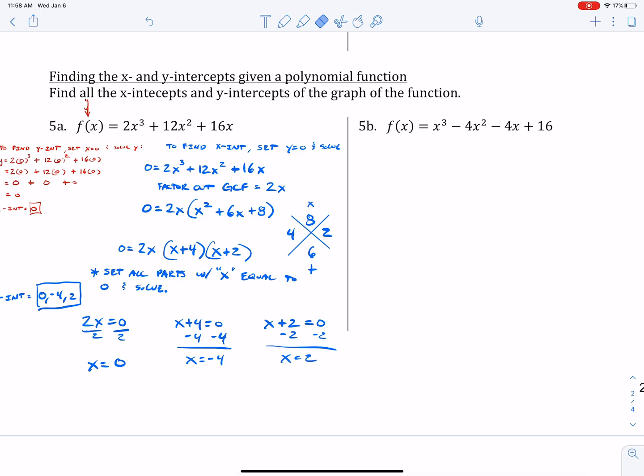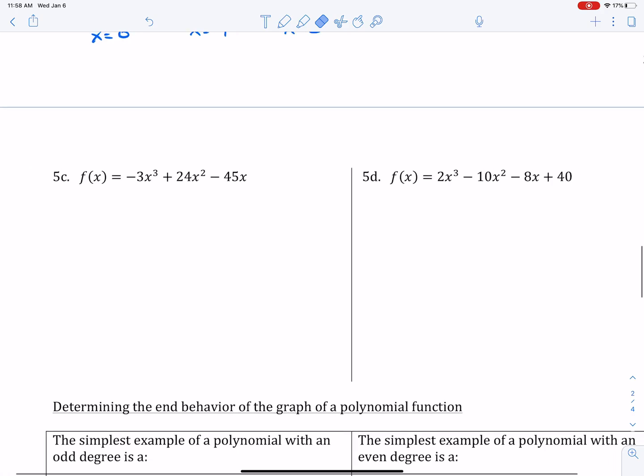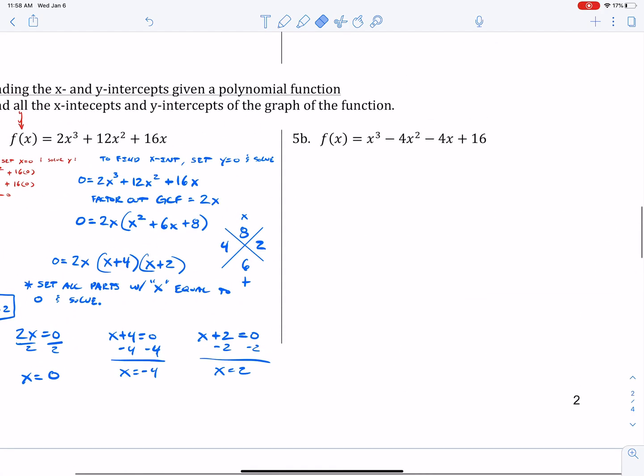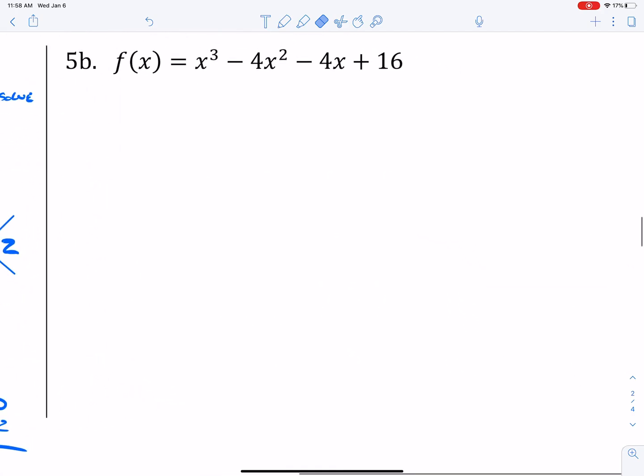I'm going to guess you probably want me to do the next one and help you out with that, and then you could do 5C and 5D on your own. So originally I had you doing all 3 on your own, but let's do this next one together as well.